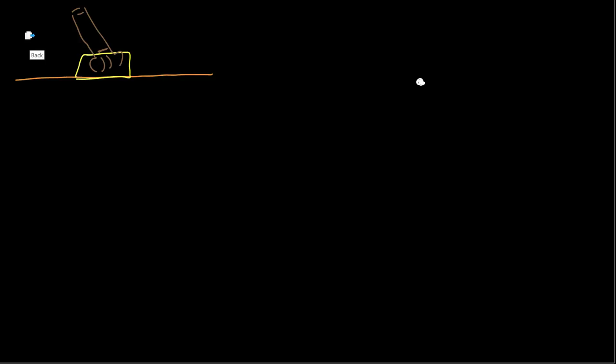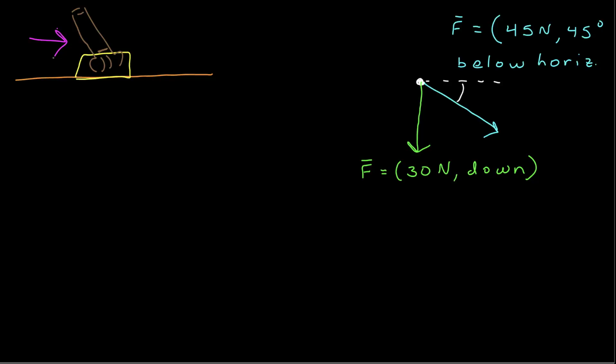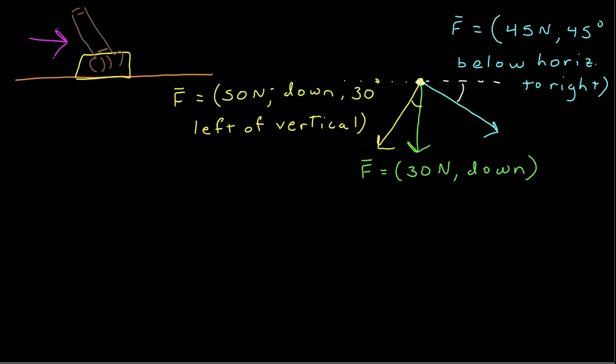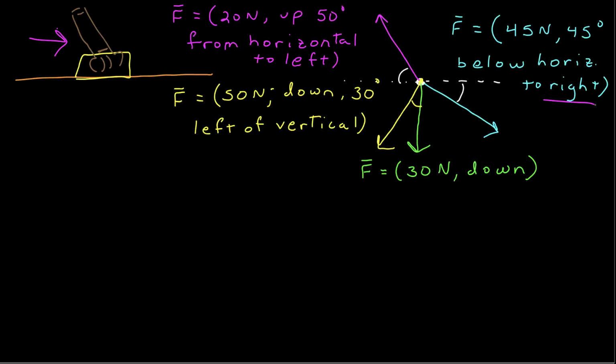This is supposed to be a hand. And so there might be a contact force by the hand on the book that is 30 newtons pointing down. But it doesn't have to be. It might have a magnitude of 45 newtons, pointing 45 degrees below the horizontal axis. Or it might have a magnitude of 50 newtons, the other one was to the right, down 30 degrees to the left, vertical, indicated by the yellow arrow. Or, in fact, the person may be lifting the book, exerting a force of 20 newtons up 50 degrees from the horizontal to the left.